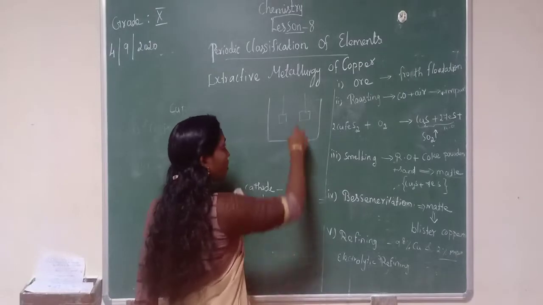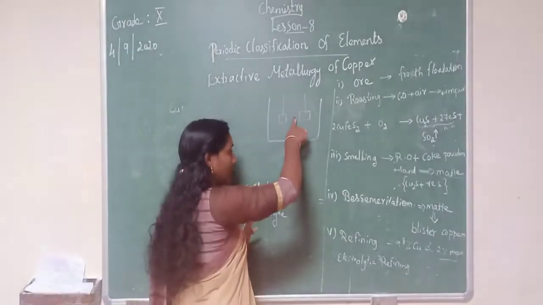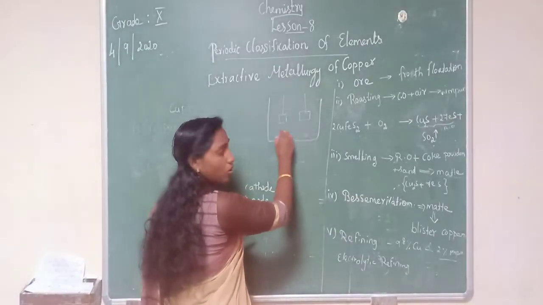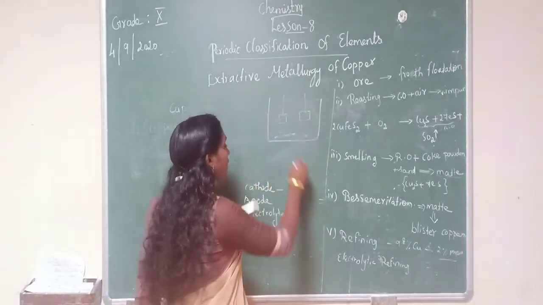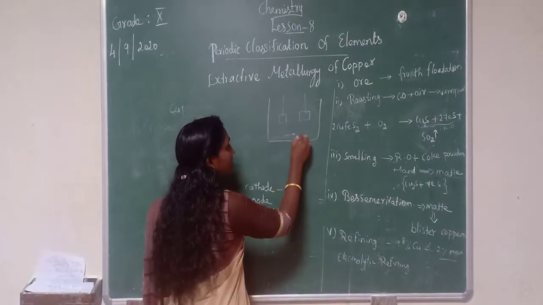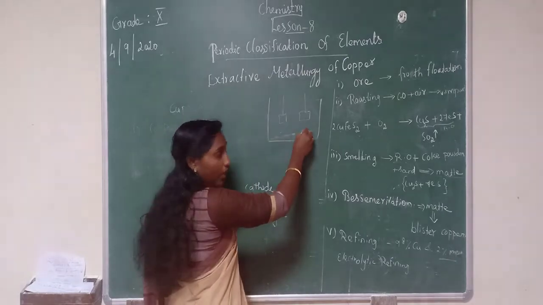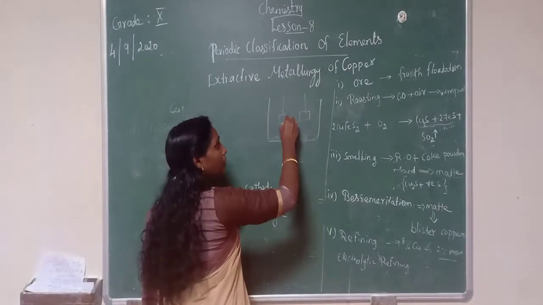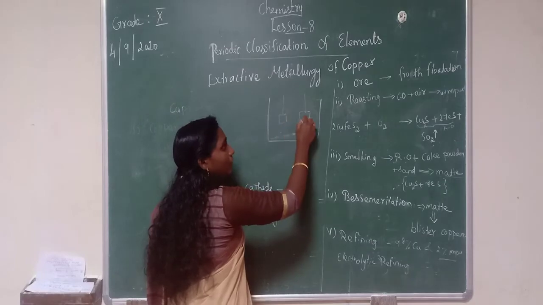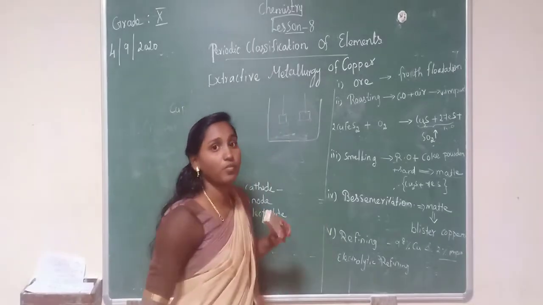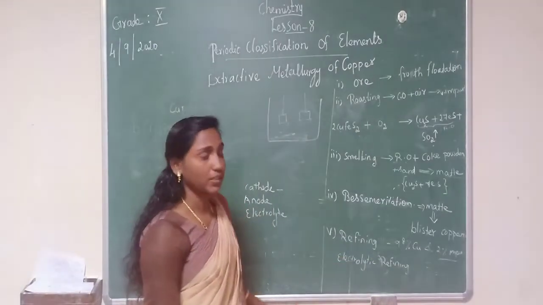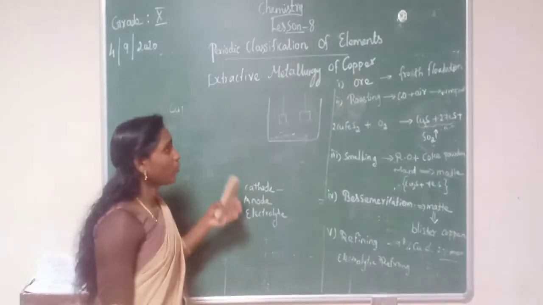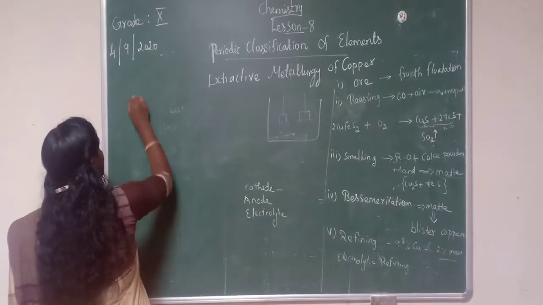When we are passing current in this electrolytic cell, pure copper will be deposited at the cathode, and impure copper will settle at the bottom of the anode. So this is the electrolytic refining method. And next we are going to study physical properties of copper.